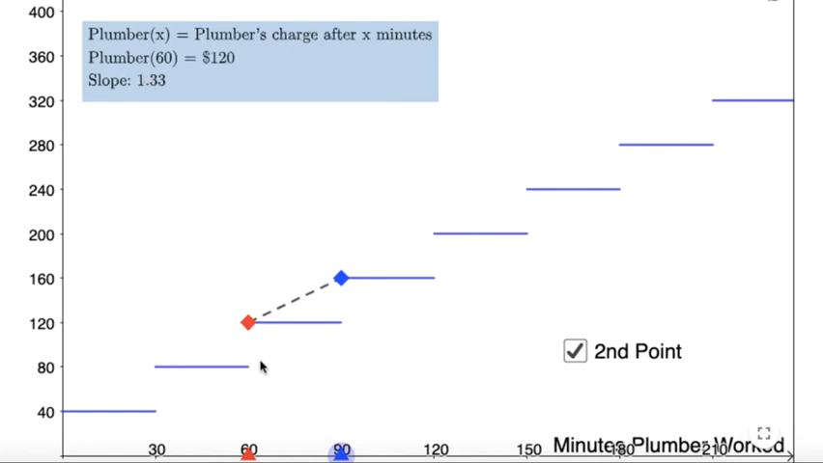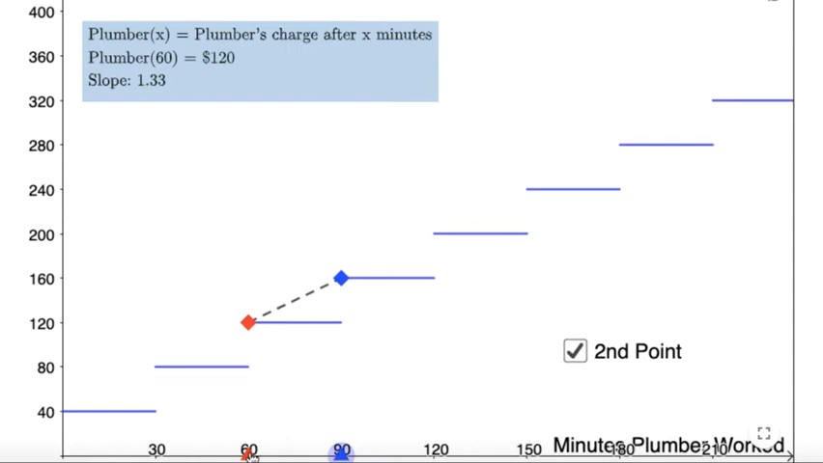What is that? Why is that? Well, because a $40 increase over a 30-minute time period means that you divide 40 by 30 to get 1.33. So on average, you're paying $1.33 per minute.